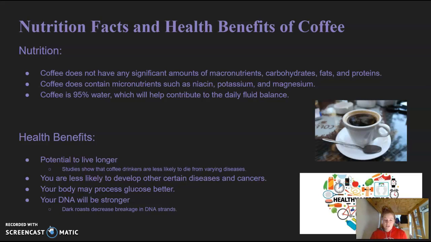There are health benefits too. There's a potential to live longer. You're less likely to develop other certain diseases and cancers, and your body may produce glucose better. And there is a chance that your DNA will be strong because dark roasts do decrease breakage of DNA strands.